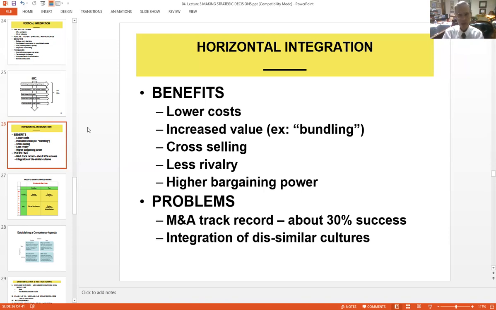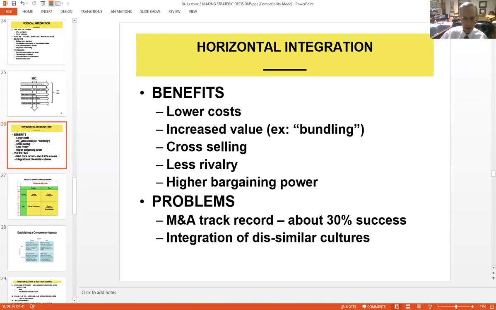One of the reasons that things don't work out well is that you've got two perfectly good companies with very different cultures, and they come together, and it's like trying to mix oil and water. They don't mix, and that's the end of that. So that's horizontal integration as opposed to vertical integration.